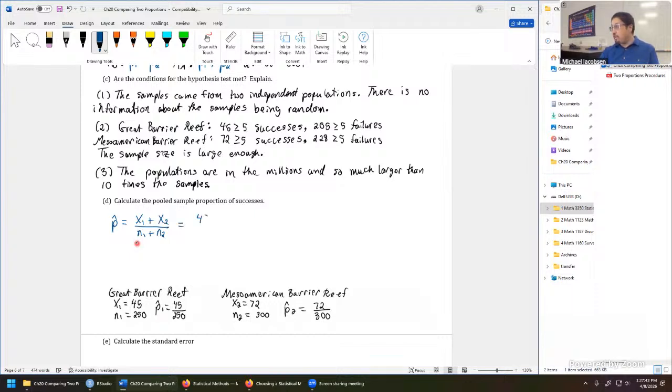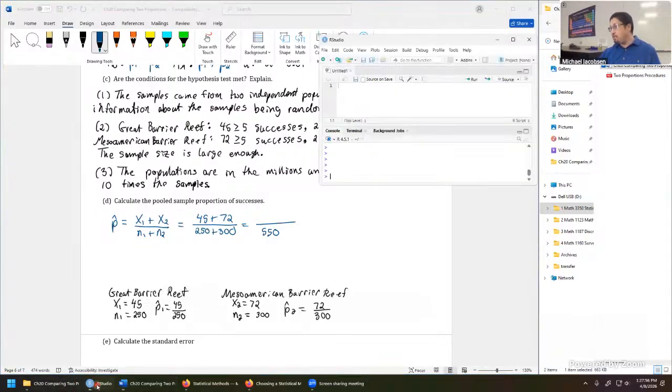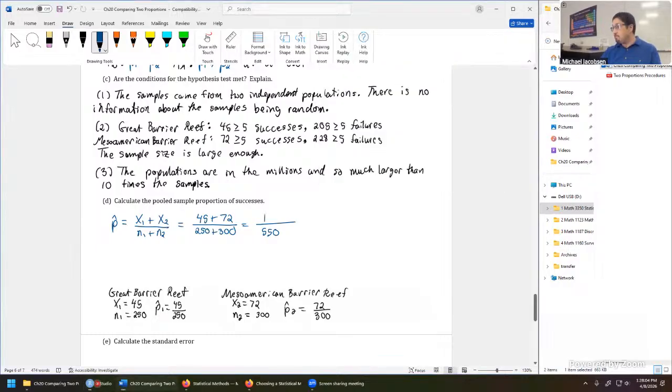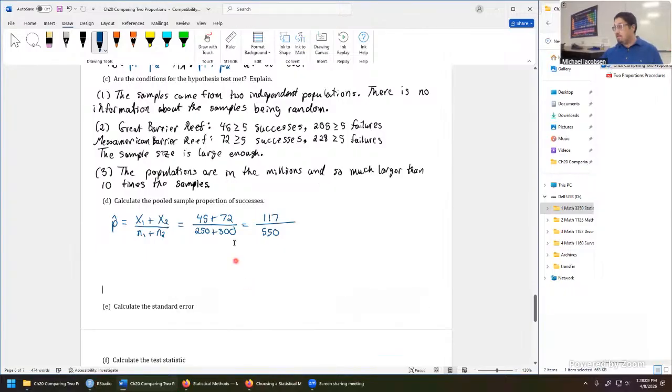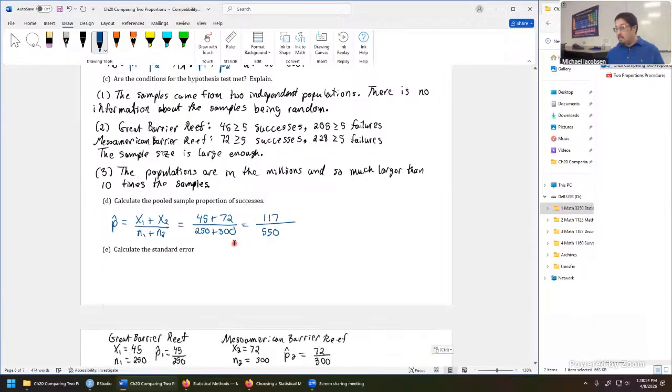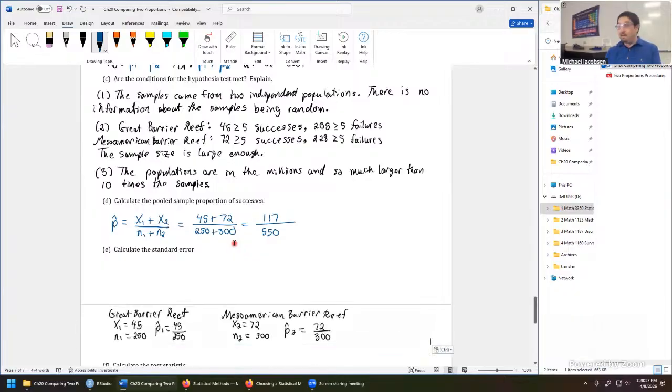So the successes went 45 plus 72. The samples are 250 plus 300. So we get 550 in the denominator. And let me use a calculator for the numerator. 45 plus 72 is 117 in the numerator. And that does the job in part D. So once we have the sample proportion of successes, we can move on to the next level, get a standard error. Any questions on that computation there?